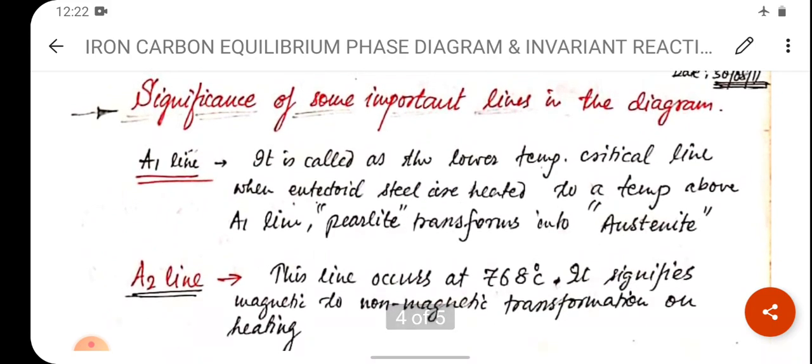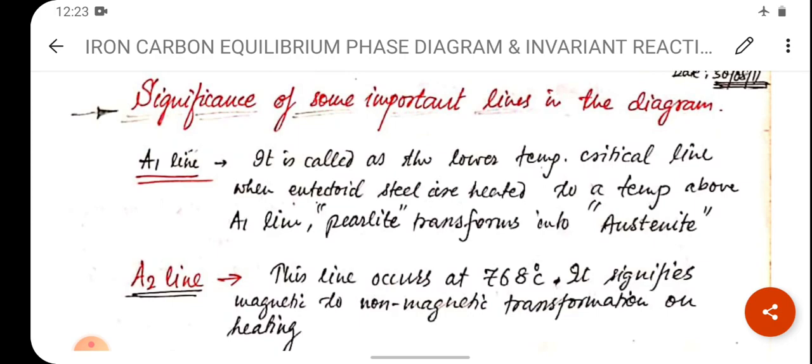So now we will discuss different lines in the iron carbon diagram. First one is the A1 line. कहाँ पे था A1 line? At 727 degrees Celsius. The A1 line is called the lower temperature critical line. When eutectoid steel is heated to a temperature above the A1 line, perlite transforms into austenite.